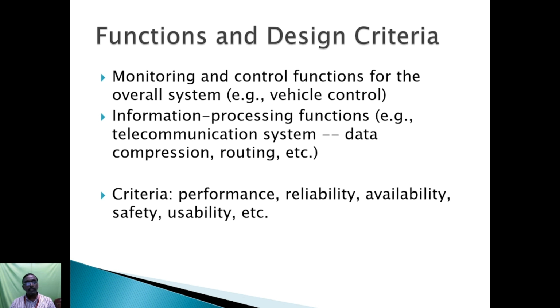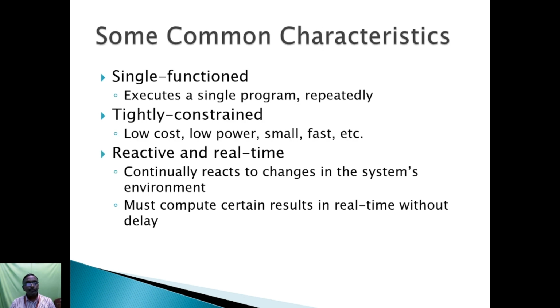So in telecommunication, there is data compression. When we transmit data, we compress it, then transmit it, and at the receiving end we decrypt the same thing. Routing is also there. Next is criteria: performance, reliability, safety, usability, etc.